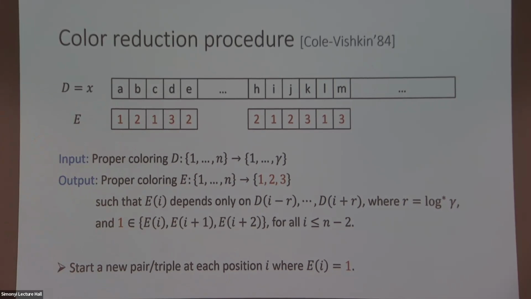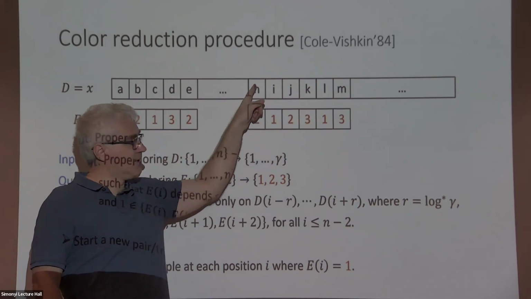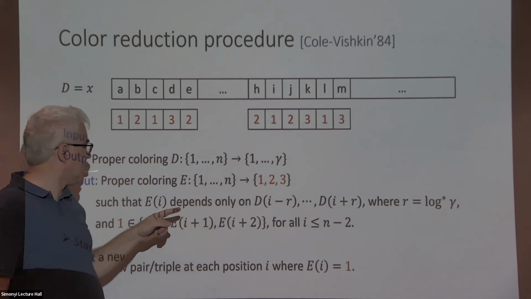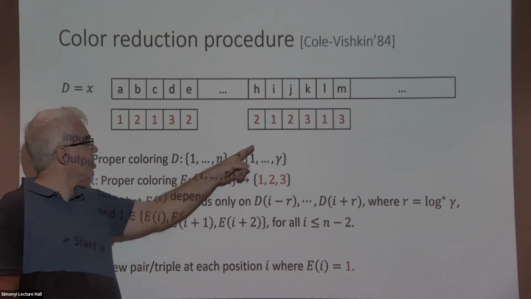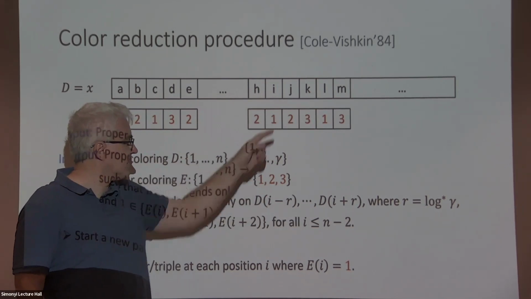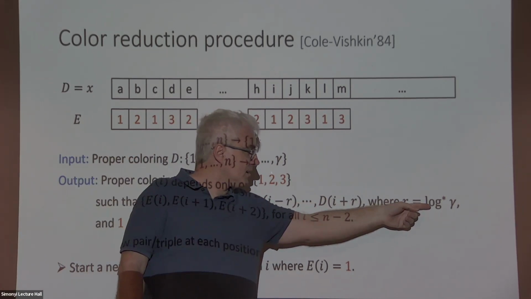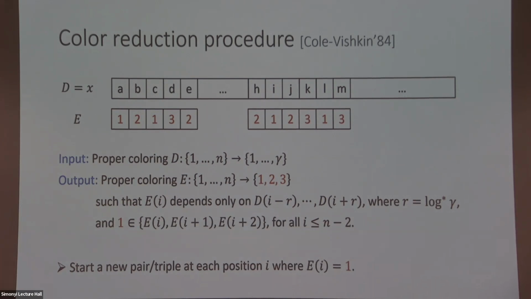What I want from this coloring is that a value over here depends only on some small neighborhood around here in the string. In particular, I want the coloring in the ith position to depend only on some window in the original string of symbols, from i minus r up to i plus r, where it turns out you can choose r to be like log star gamma. Log star gamma is how many times you have to iterate log to get to 1. That's the log star function, which grows super slow. And you can actually do this.